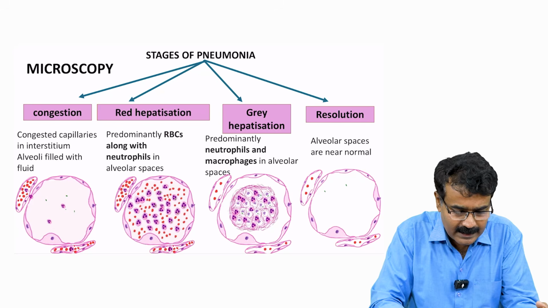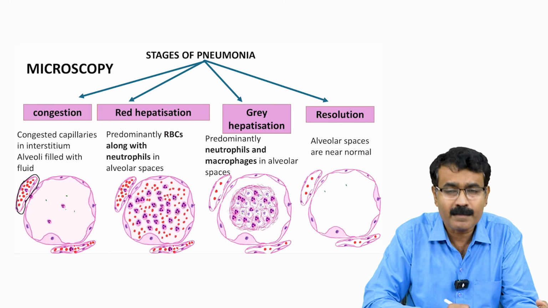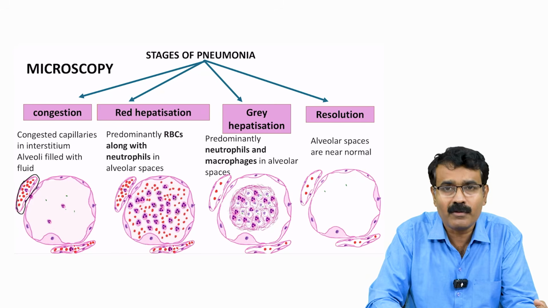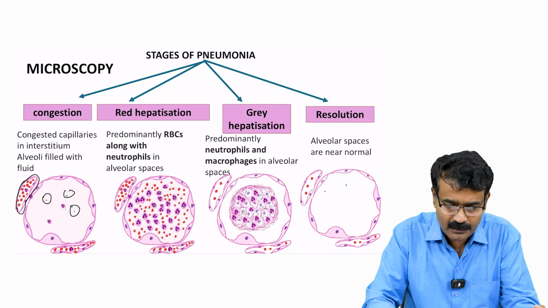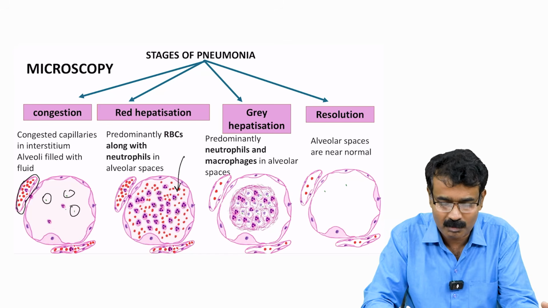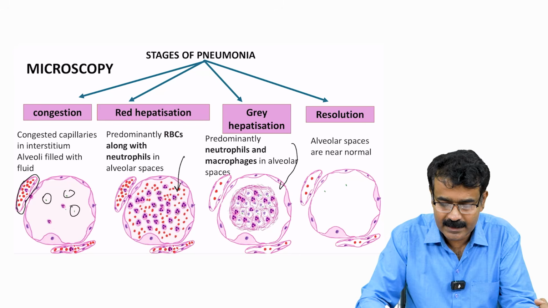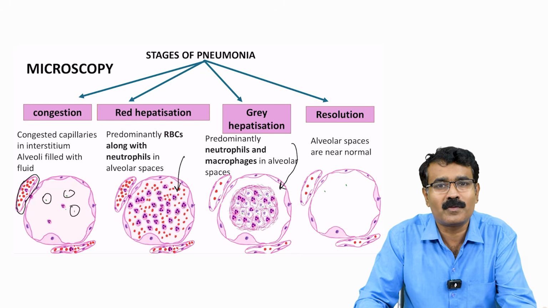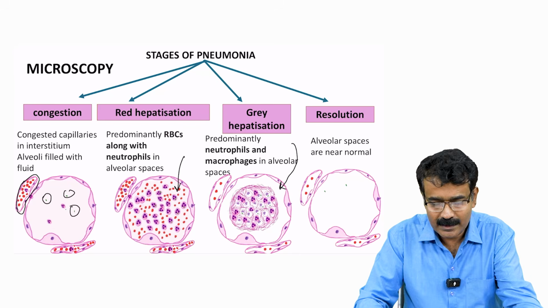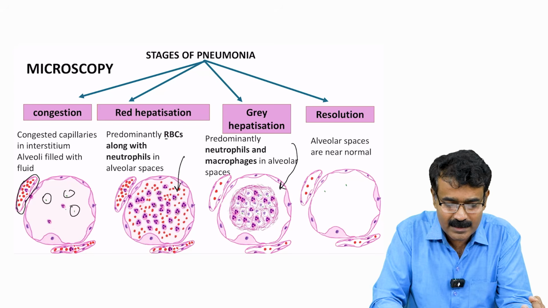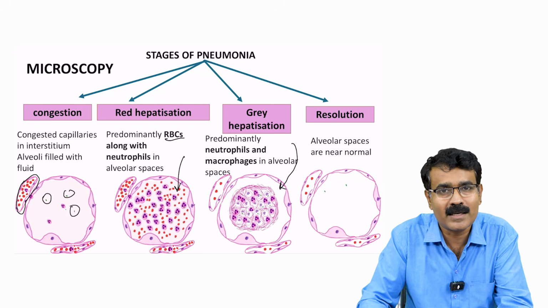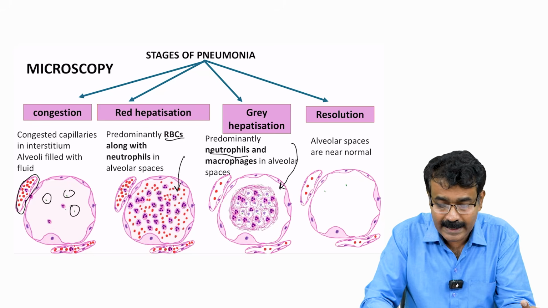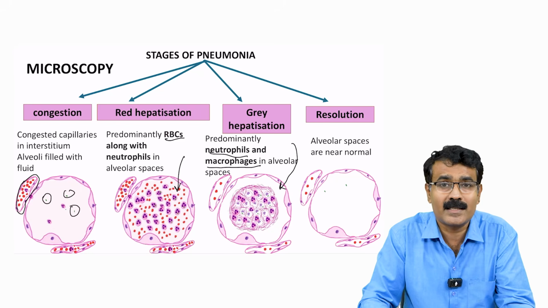Stage of congestion, what will you see? You see basically the congested capillaries in the interstitium, and the alveoli is filled with fluid. You can find some bacilli here and there. That's stage of congestion. Stage of red hepatization, you find RBCs predominantly in the alveolar lumen, whereas stage of gray hepatization, after a few days, the neutrophils are replaced by the macrophages. In stage of red hepatization, you find RBCs and neutrophils in the lumen, whereas in the stage of gray hepatization, you find neutrophils and macrophages.